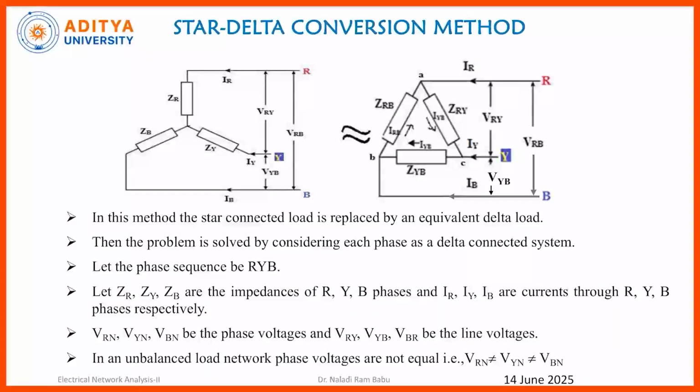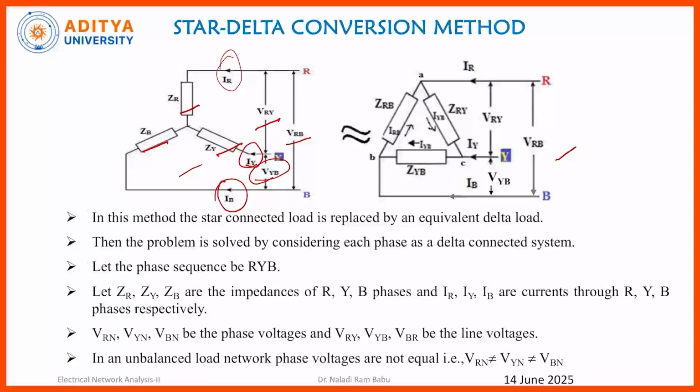Star delta transformation. On the screen you can observe that the left side is the star connection and the right side is the delta connection. On the left side, ZR is the impedance across the R phase, ZB is the impedance across the B phase, and ZY is the impedance across the Y phase. IR, IY and IB are the respective line currents, and VRY, VRB and VYB are the line voltages.